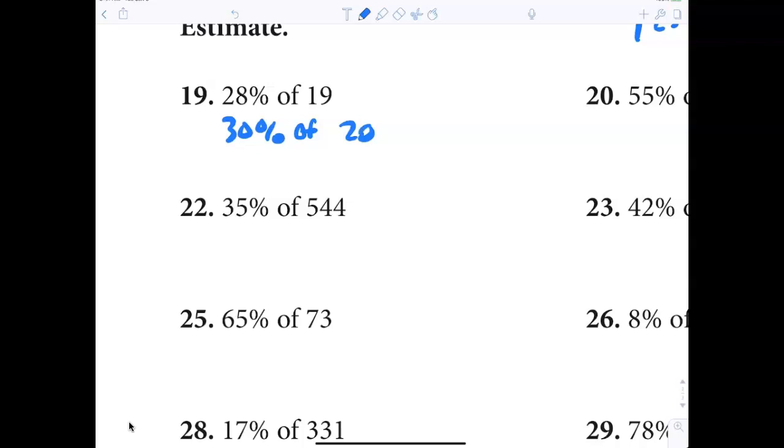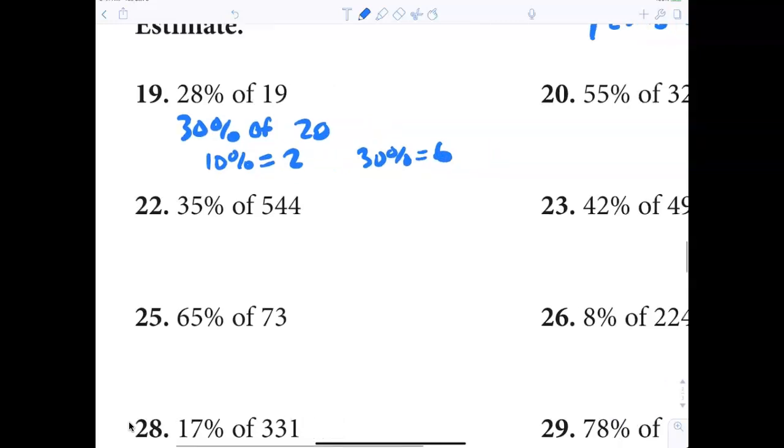30% of 20. All right, so tell me. So 10% is equal to 2. So 30%... I'm happy with you. Good job. Good job. You're up. 20.